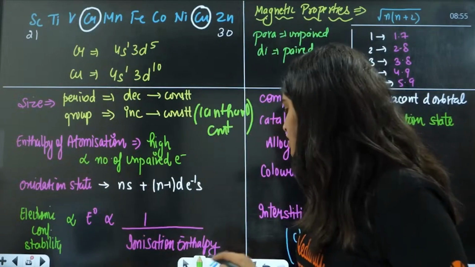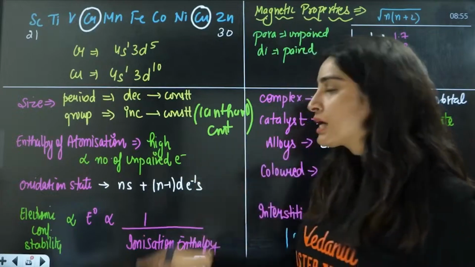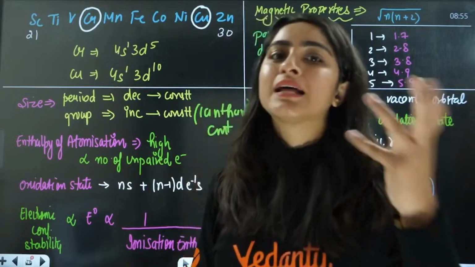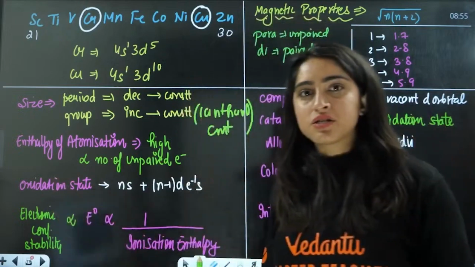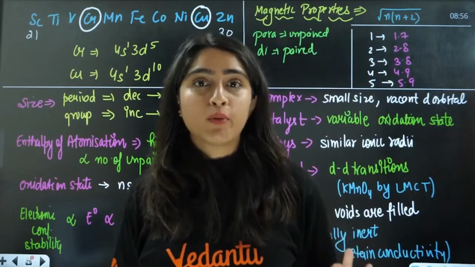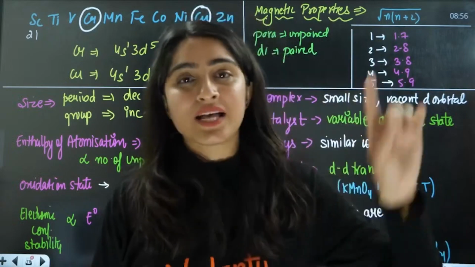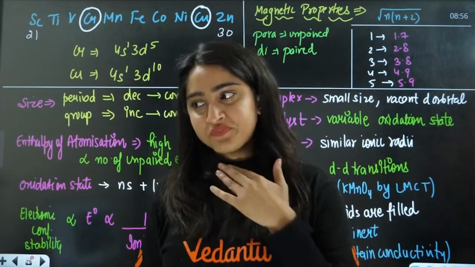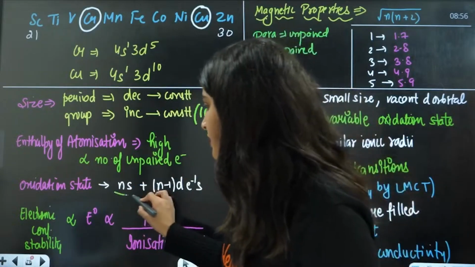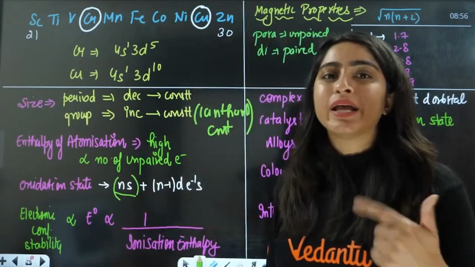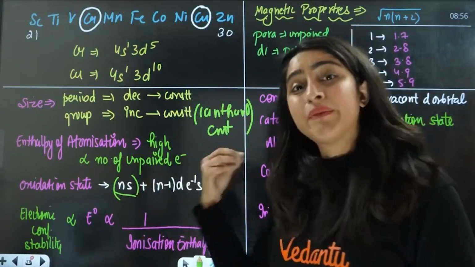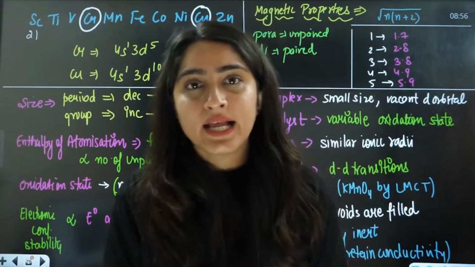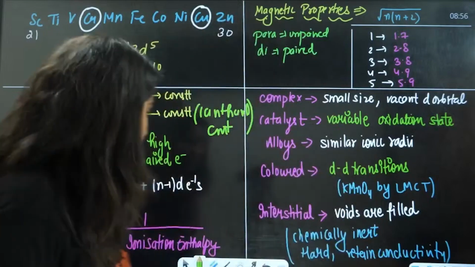Enthalpy of atomization depends upon the metallic bonding, which is proportional to the number of unpaired electrons, and for d block elements this is very high. Then is oxidation state, which is variable in d block elements. Manganese shows the maximum oxidation states here, that is plus 2 to plus 7. If only s electrons are involved, that will be the minimum oxidation state. If both s and d electrons are involved, that will be the maximum oxidation state.